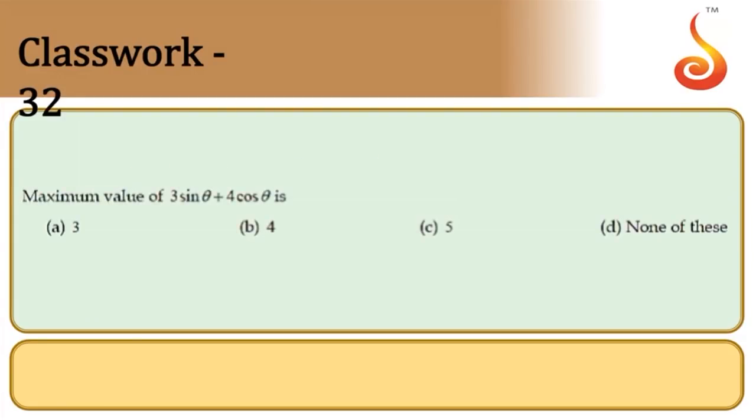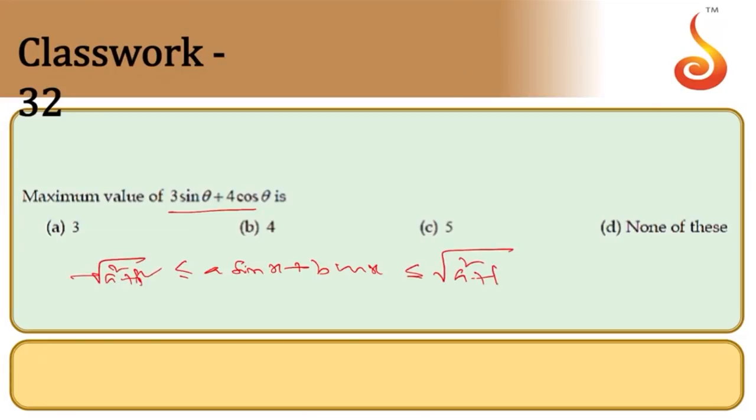Now next, 32. The maximum value of 3 sin x plus 4 cos x. We know that a sin x plus b cos x plus c, a sin x plus b cos x would always lie between minus root of a square plus b square and root of a square plus b square. So therefore, the maximum value is nothing but this one, which is under root of 3 square plus 4 square, which is equal to 5. So the answer is 5.